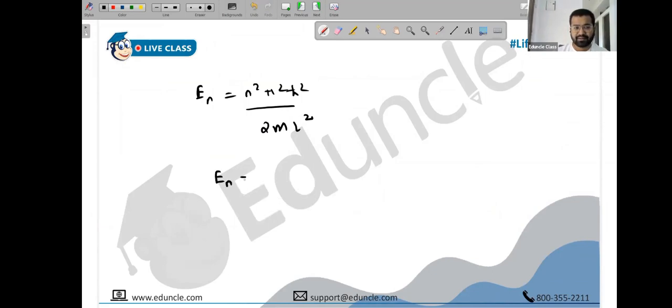Because it's pi square, h square, 2m square, so it's not there. Exactly. So this is just n square, not that's it. Here is n square, not. What is the ground state? When you talk about ground state, n is 1. So you're still getting pi square, h square upon 2m square. It doesn't matter what is the length here.